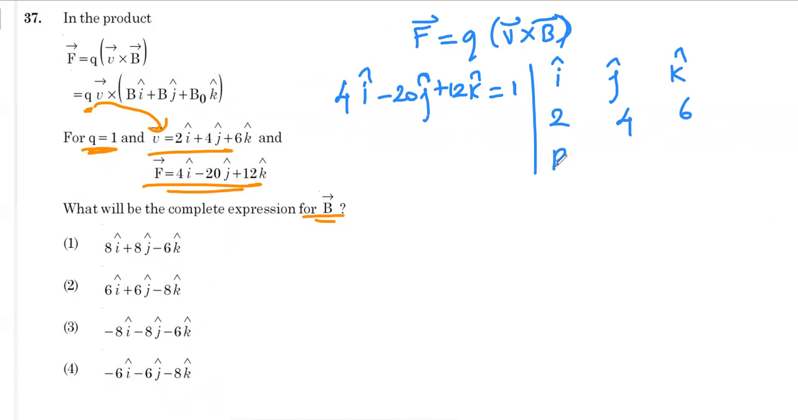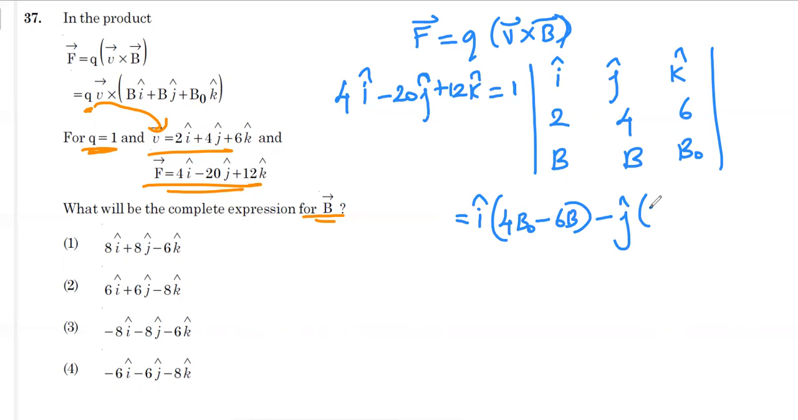So they have given me B and B naught, two different Bs come here. That will be an advantage for us. Okay, let's expand this. Expanding, first the i cap, I think all of you are okay with this. This is 4B naught minus 6B, minus j cap (2B naught minus 6B), plus k cap, I have 2B minus 4B. You can see that B comes here, that makes it easy for us.